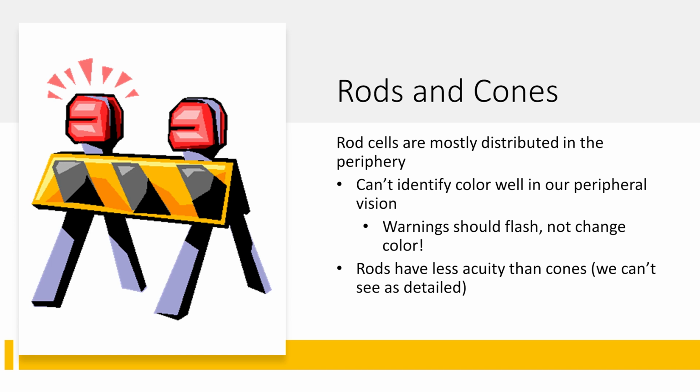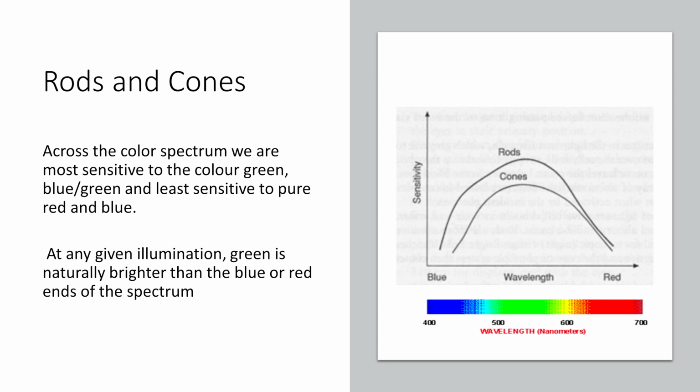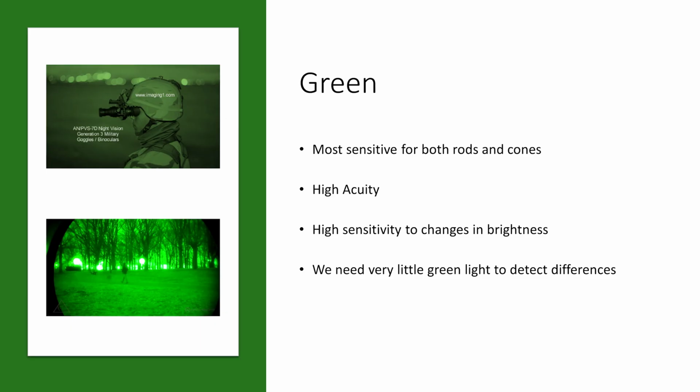In the workplace, this is a good reason to use flashing warning signals rather than lights that change color to indicate an error. Across the color spectrum, we're most sensitive to green and blue-green colors, and least sensitive to pure red and blue. At any given illumination, green is naturally brighter than blues and reds of similar intensity. This is why night vision goggles, for example, are green. It increases our ability to discriminate features as we're most sensitive to green colors.